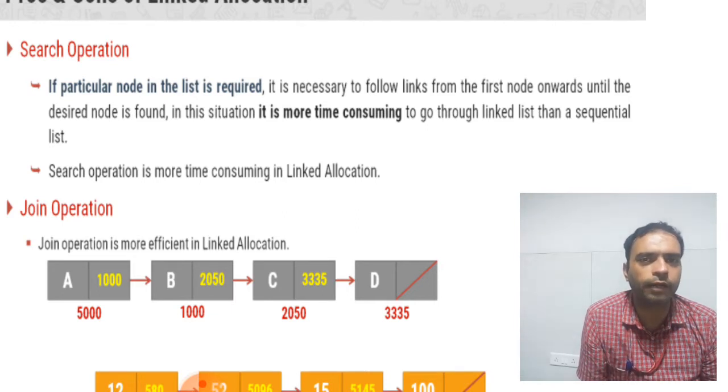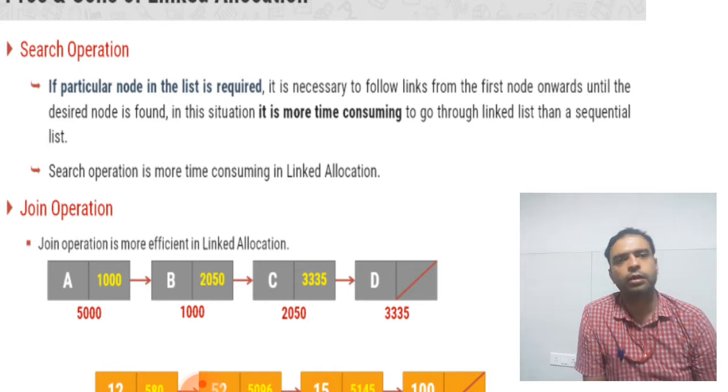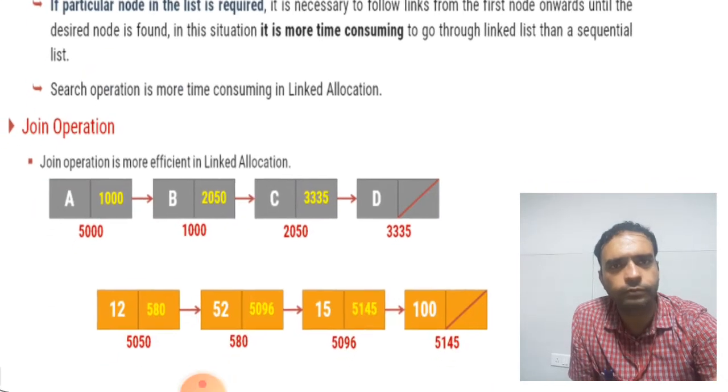It has to see each and every node from the starting. Now the join operation is given here.